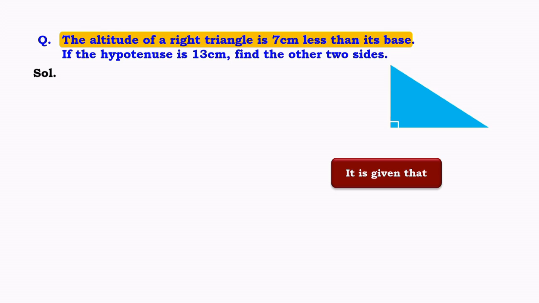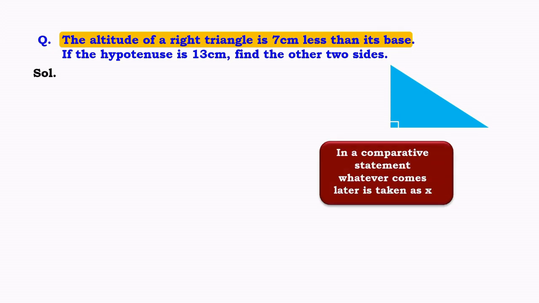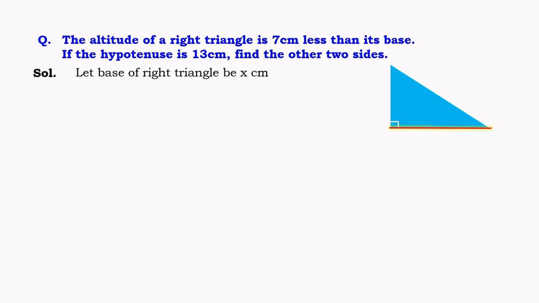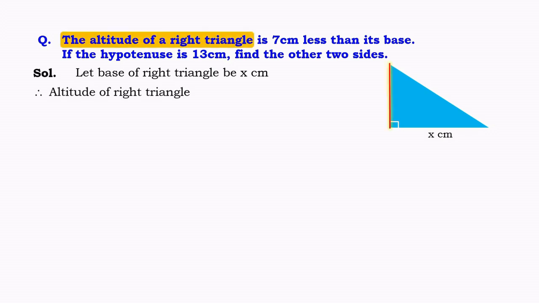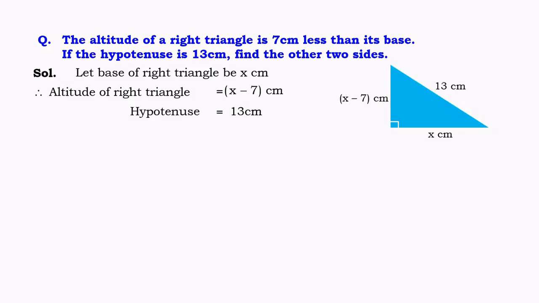We are told that the altitude is 7 centimeters less than the base. In comparative statements, it is usually convenient to take the larger quantity as the variable. So, let the base of the right triangle be x centimeters. Since the altitude is 7 centimeters less than the base, the altitude will be x minus 7 centimeters. The hypotenuse is already given as 13 centimeters. Now we know all three sides in terms of known values and a variable.